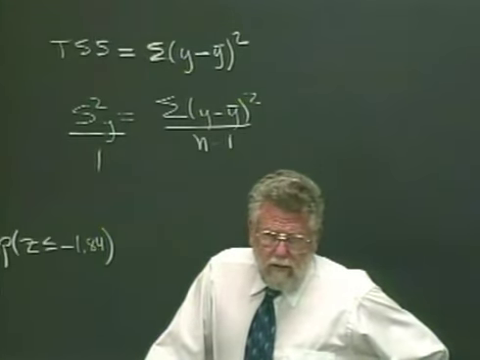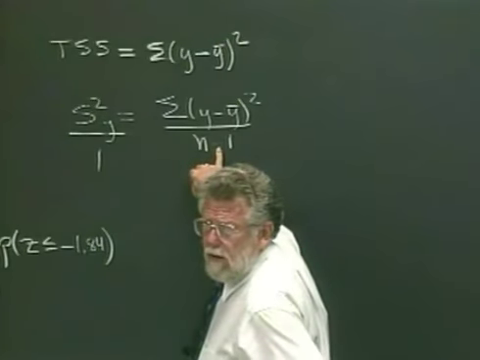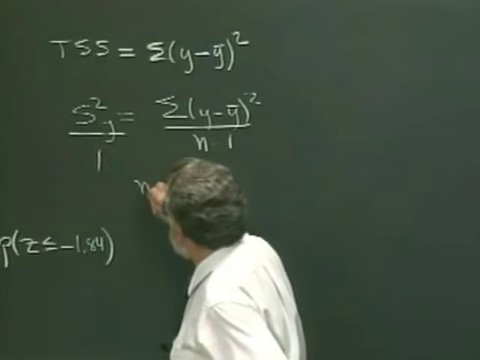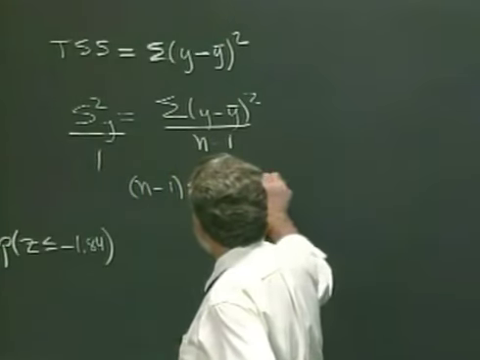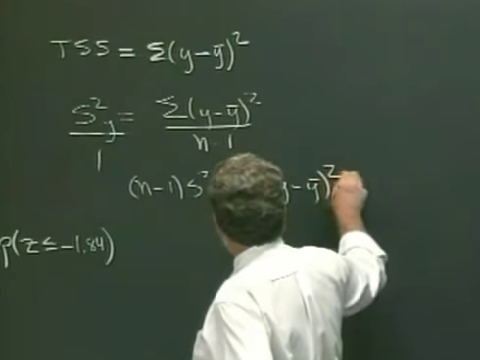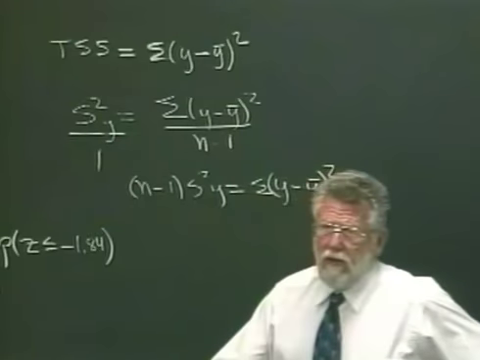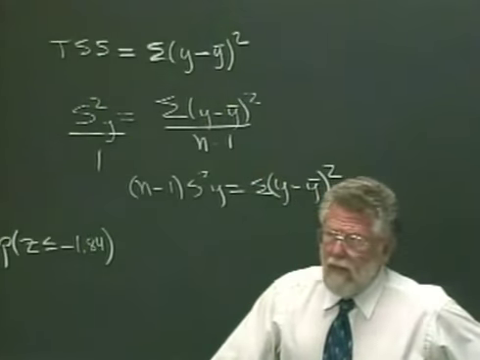So this is the n minus 1 times the variance of y, which gives you the summation we want. So if you have the data in your calculator, all you have to do is hit the SY key and square it. And multiply by n minus 1 and you have it.